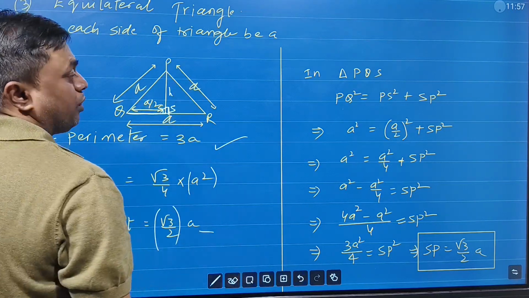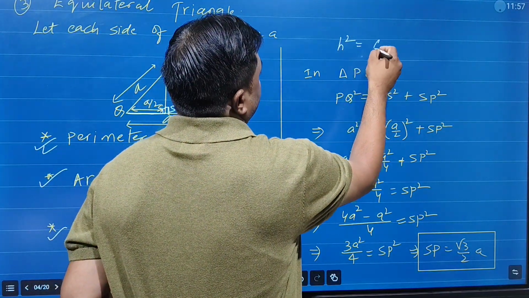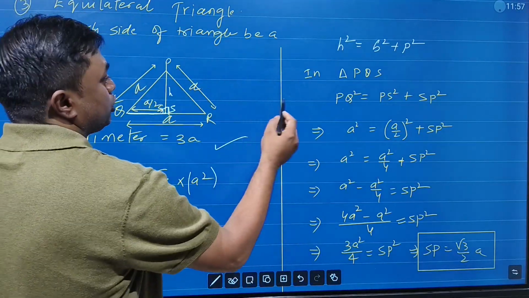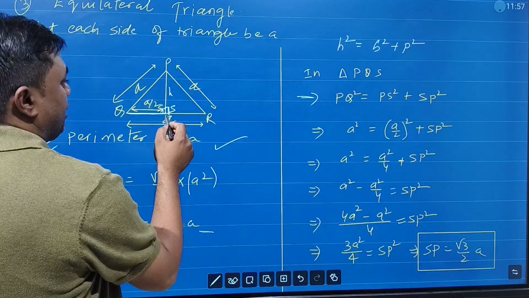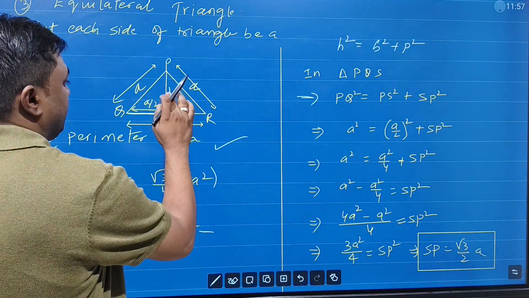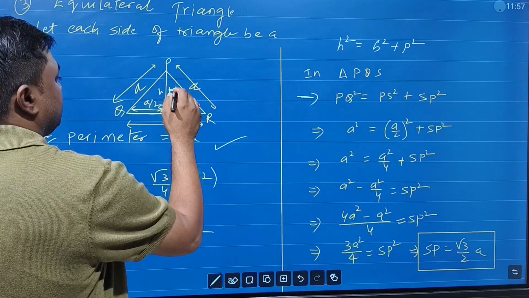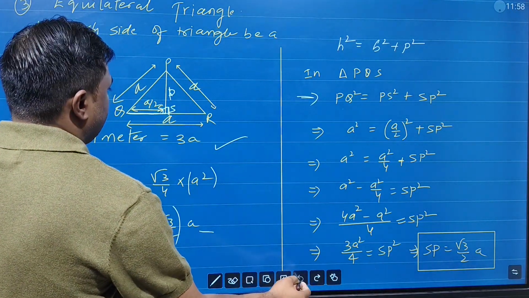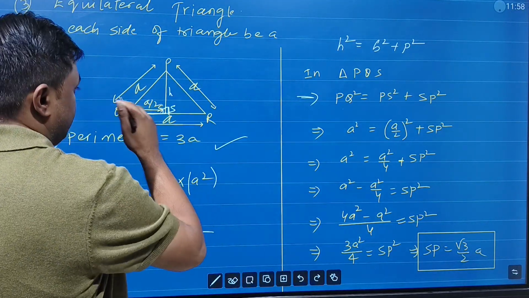Adjacent, and this is the hypotenuse. What we know in Pythagoras theorem is that the hypotenuse square is equal to what? Base square plus perpendicular square. So can we write PQ square is equal to PS square, that is the perpendicular square. This is not HR, this is the perpendicular, whose length I have considered as H. H is the length of the height, the height of the perpendicular.